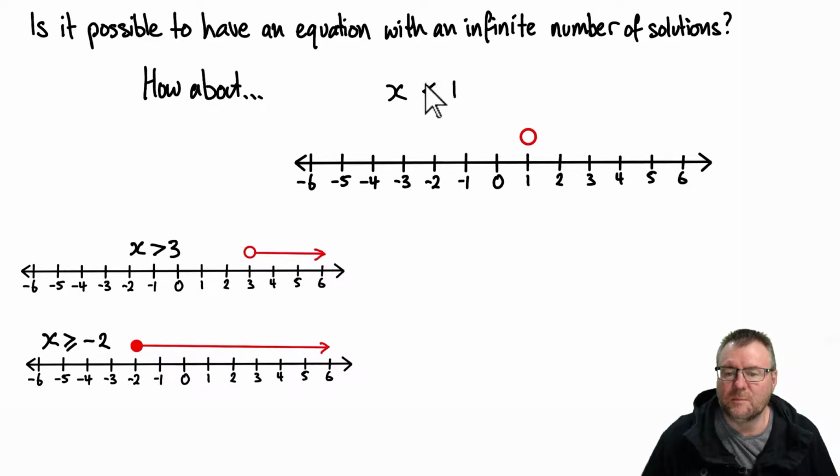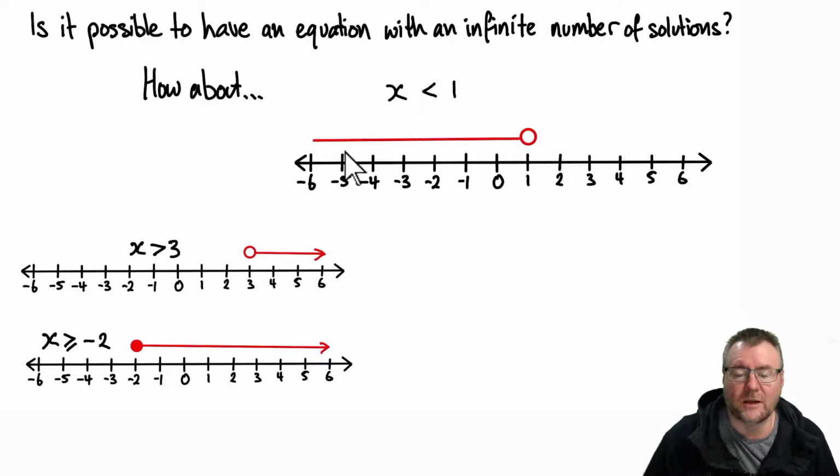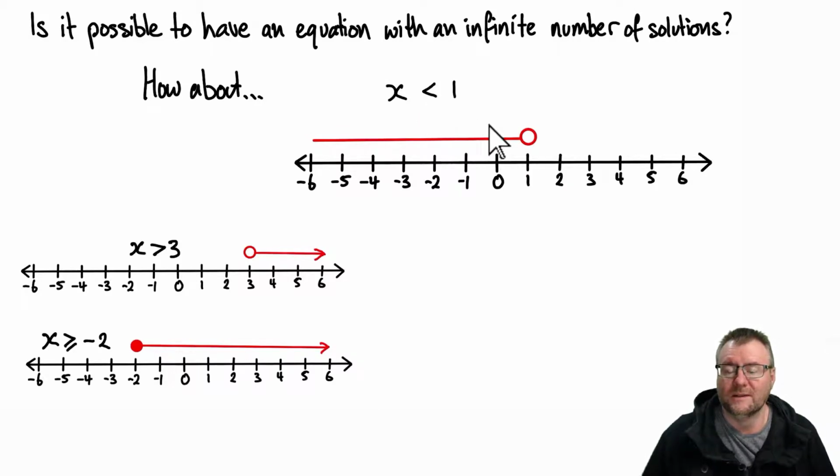And I'm looking now, this points to the left, so my line is going to go to the left because I'm looking for all the numbers that are less than 1. Okay? Everything down here makes this true. Negative 5 is less than 1. Negative 6 is less than 1, and it goes on forever.